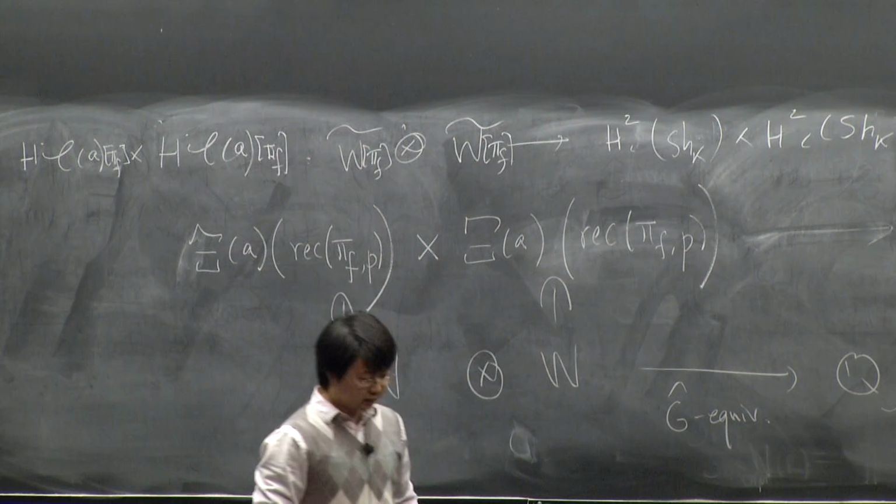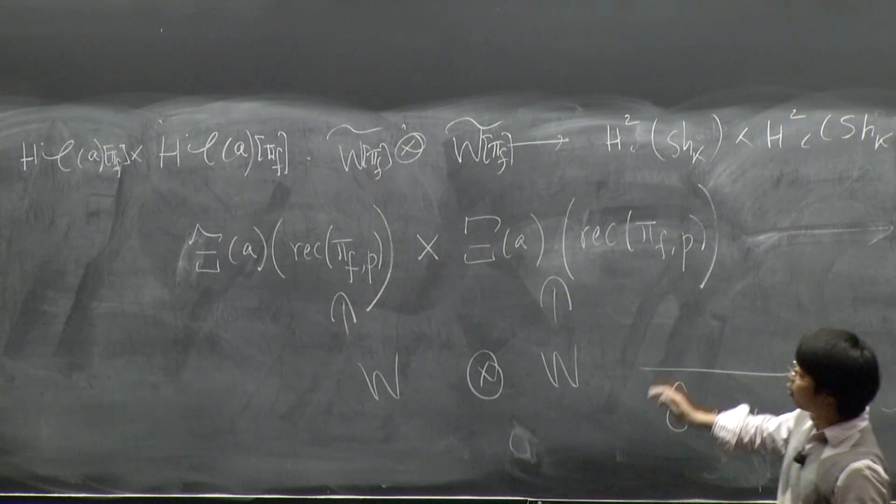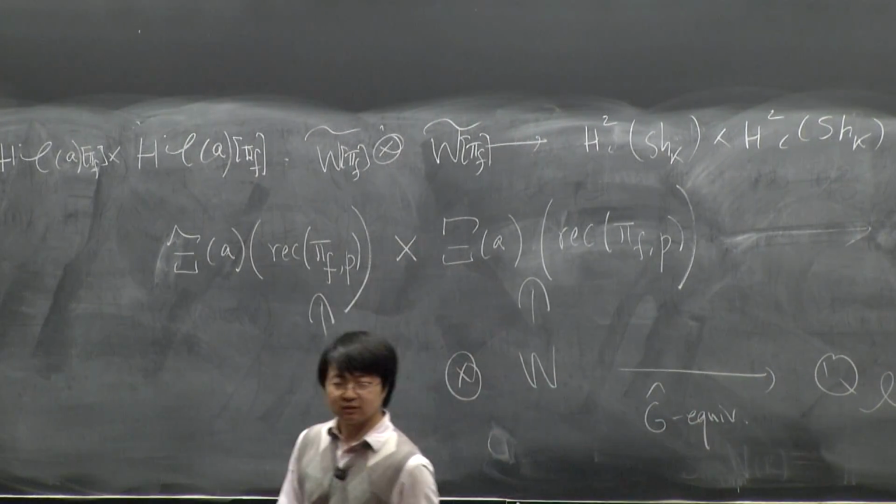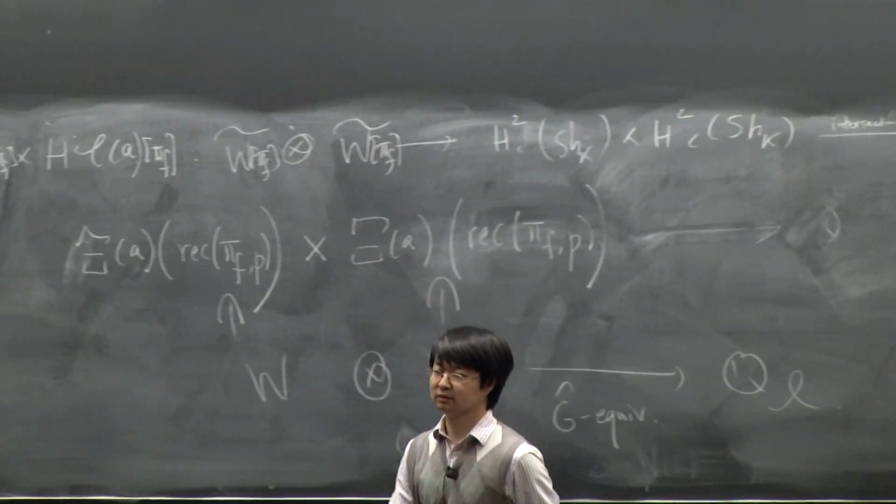Right? And let me just finish by saying that all this story can be generalized to arbitrary Shimura varieties as soon as there's some integral model, like what Mark constructed. So I should stop here.